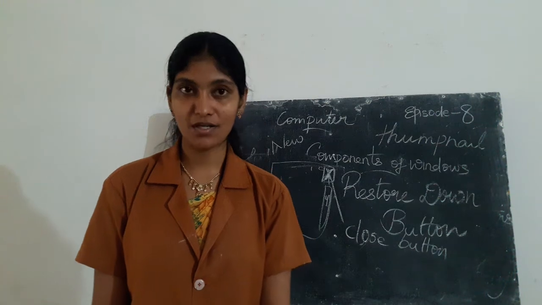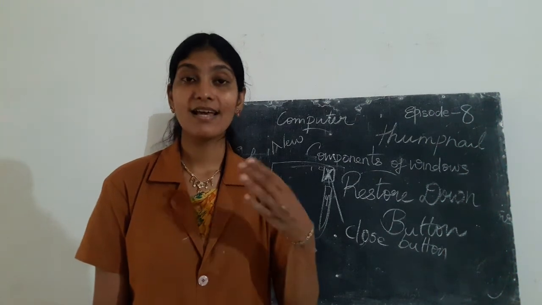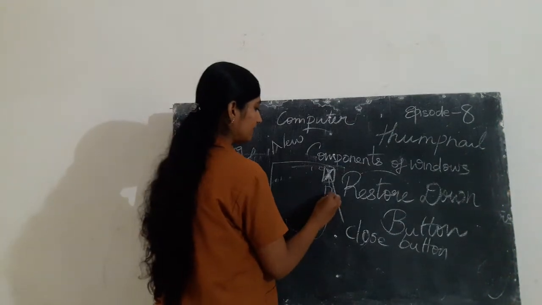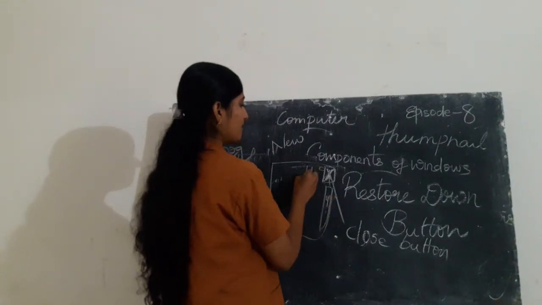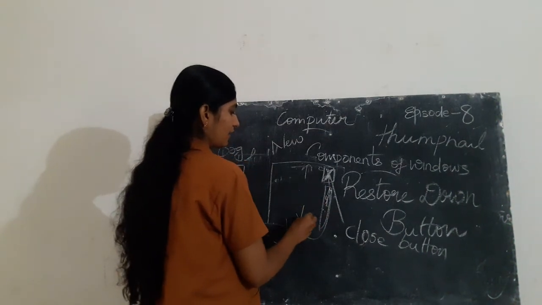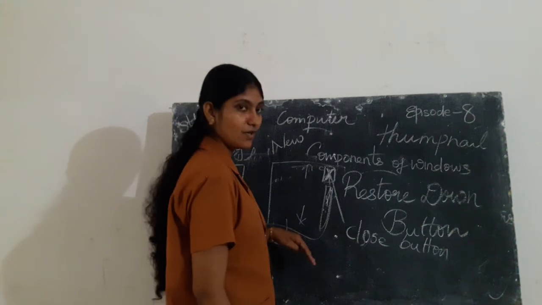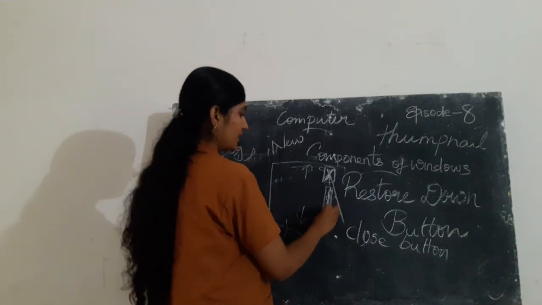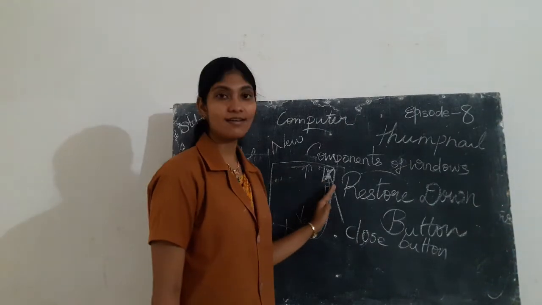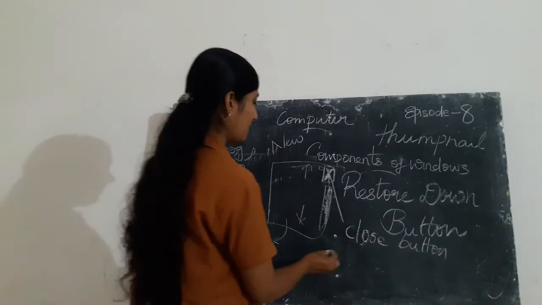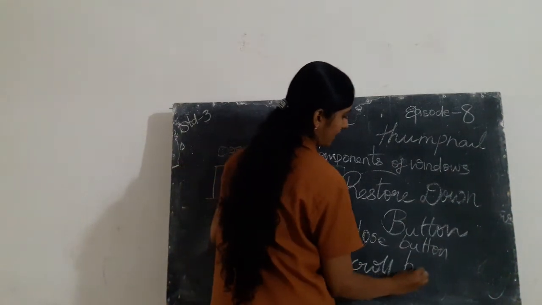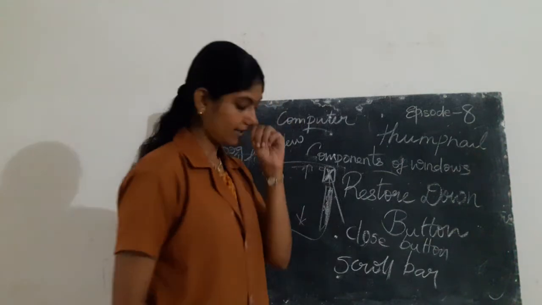The scroll bar lets you scroll the components of the window to see the information that is currently out of view. If you want to see the above contents, just scroll upside, and if you want to see the remaining portions in the window, just scroll the window downside. There is a scroll bar placed on the right side of the window. S-C-R-O-L-L, scroll bar, B-A-R, scroll bar. Right?